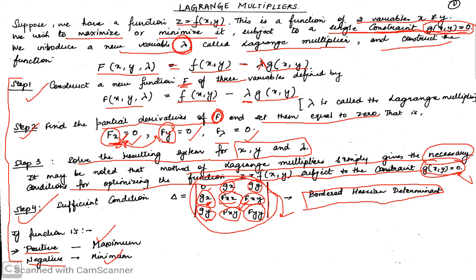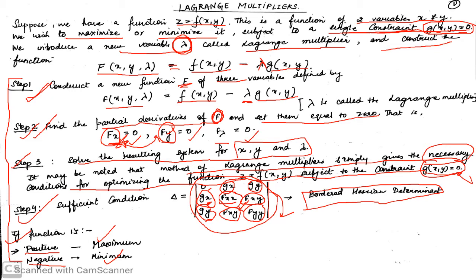So we have 4 steps over here. Step 1, you construct the new function. Step 2, you find the partial derivatives, put them equal to 0, and find the free variables x, y and lambda. Then you form the determinant, you find out the value, and fourthly you conclude whether it is a maximum or a minimum function, right?